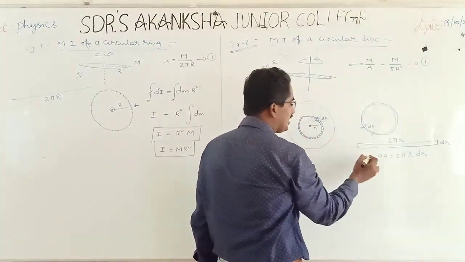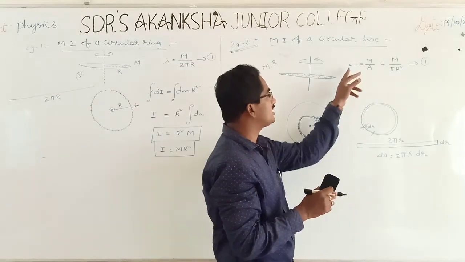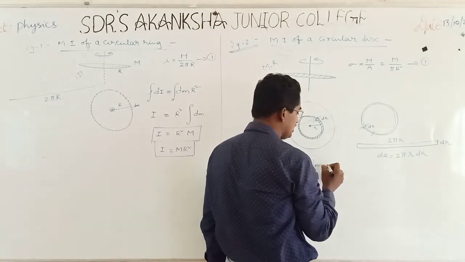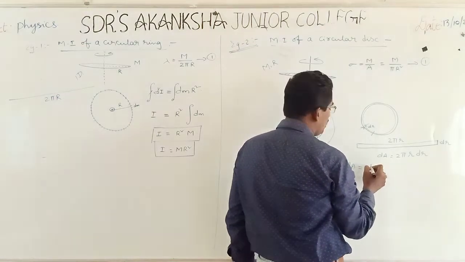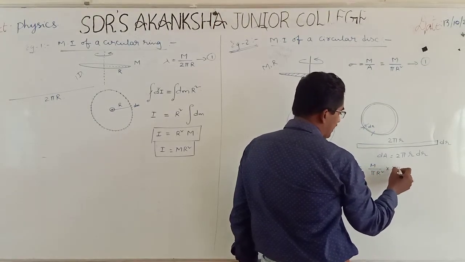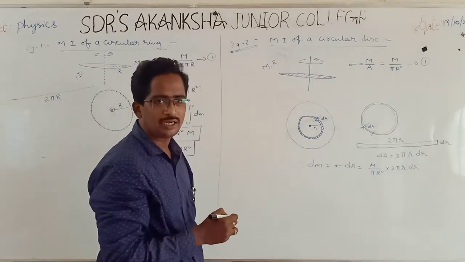Whenever I got the area of this one, how can I get the mass of that one? Just by multiplying with sigma. So the mass of that elemental portion is sigma into dA. What is sigma value? M by pi r square into 2 pi r into dr.